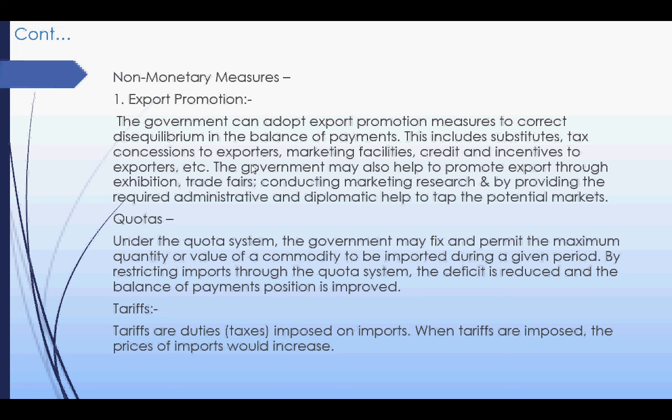Number three, tariffs. So tariffs are duties imposed on imports. The taxes imposed on the goods imported from the foreign countries by Indians. When the tariffs are imposed, then the imported goods will be costly. So then the consumption of imported goods will be reduced within the nation. Okay, so this is the way how non-monetary measures will help the government to tackle the disequilibrium position in the balance of payment.